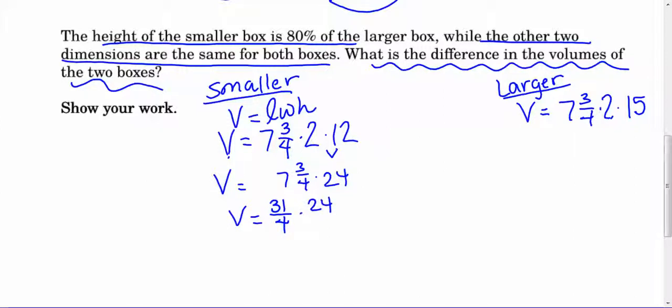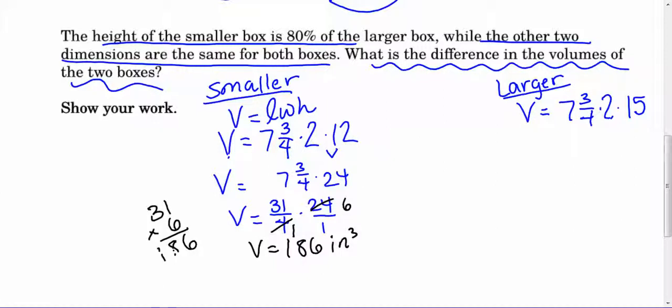Now, one thing you can do is simplify before you multiply. So you're going to look diagonally. In this case, 4 and 24 share a common factor of 4. So 4 divided by 4 is 1. 24 divided by 4 is 6. So 31 times 6 is the math that we're doing here. And you're going to get 186. The volume equals 186 inches cubed, because we multiplied inches times inches times inches.